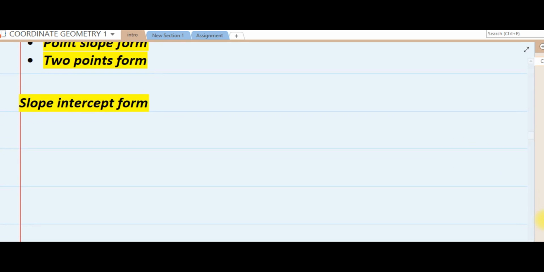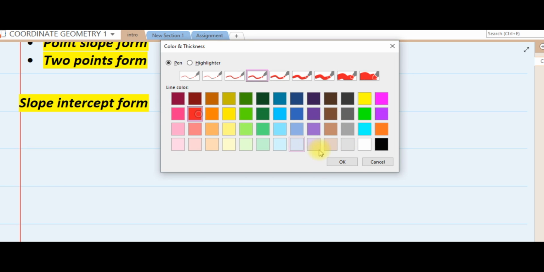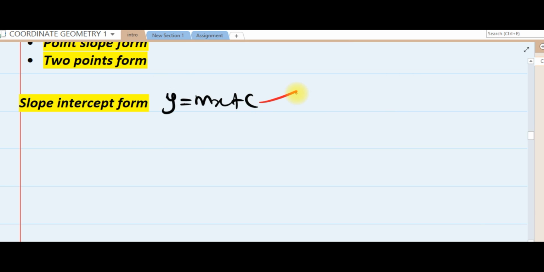So the slope intercept form is the easiest one. Given the slope of a line, it is given by y equals mx plus c. So this is the slope intercept form of the equation of a line, where c is the y-intercept, and m is the slope or gradient.